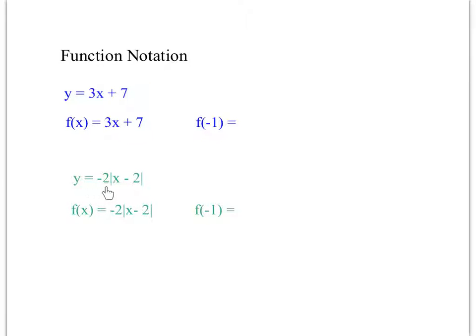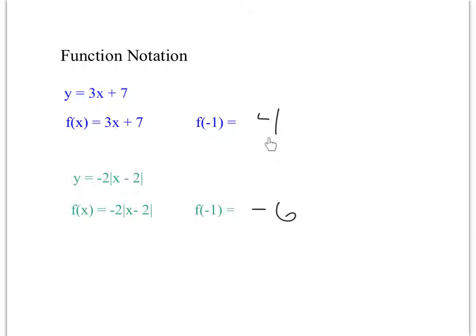Down here in green, I have an absolute value function. I know it's an absolute value function because it's y equals a times the absolute value of x minus h, and then there's a plus k here. k is 0, but this is an absolute value function, which of course makes a V. f of x equals -2 times the absolute value of x minus 2. Find f of -1. That means just plug in -1 for x. So go ahead and find those two values, f of -1 for both the blue and the green functions.